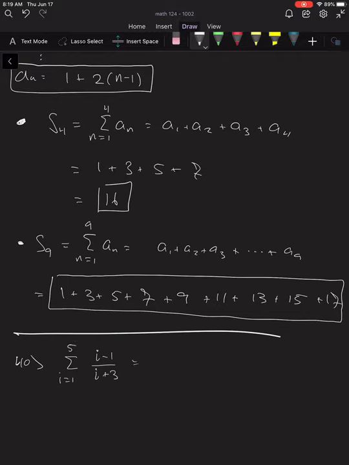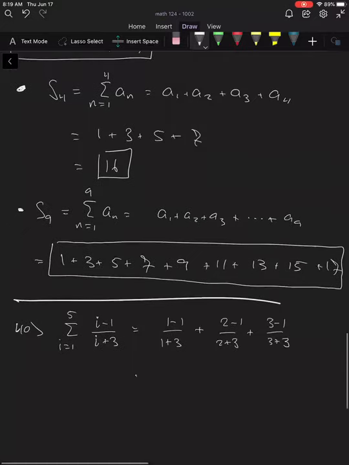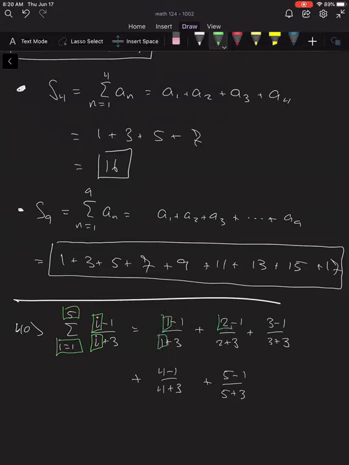So starting by plugging in 1, we're going to have 1 minus 1 over 1 plus 3. Then plug in 2, so 2 minus 1 over 2 plus 3. Then plug in 3, so 3 minus 1 over 3 plus 3. Then we plug in 4, so 4 minus 1 over 4 plus 3. And then plugging in 5, 5 minus 1 over 5 plus 3. So again, remember, we're plugging the numbers in for i here. So i goes from 1, and we stop at 5.